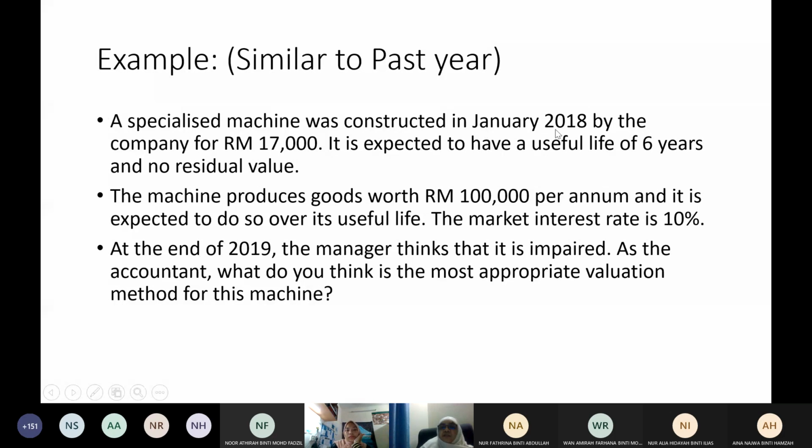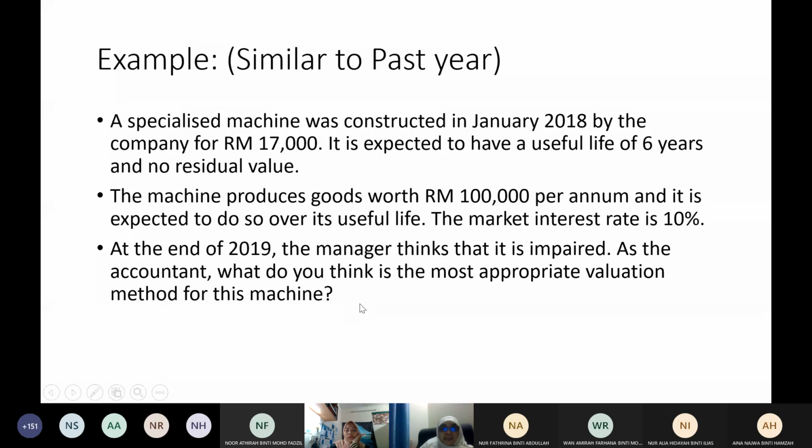It was constructed in January 2018 by the company for 17,000 ringgit. So the price to build that machine was 17,000 ringgit. It is expected to have a useful life of 6 years and no residual value. The machine produces goods worth 100,000 ringgit per annum, and it is expected to do so for its full useful life of 6 years. Okay, and the market interest rate is 10%.